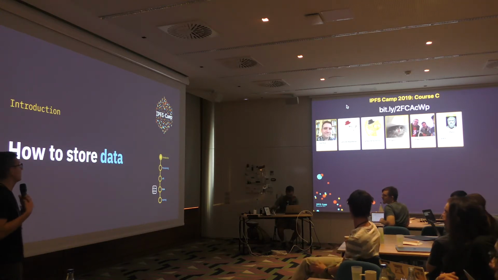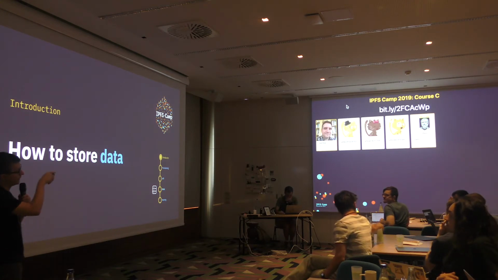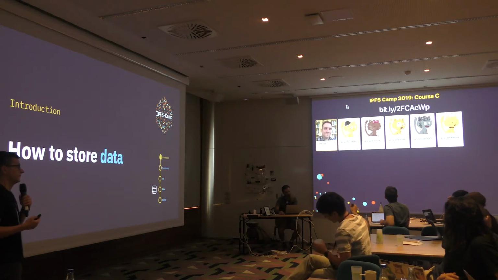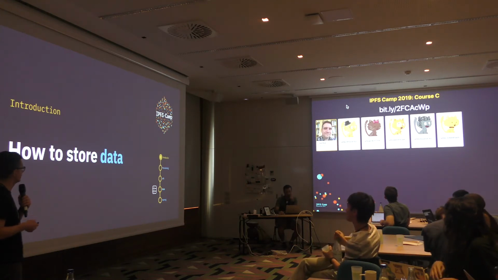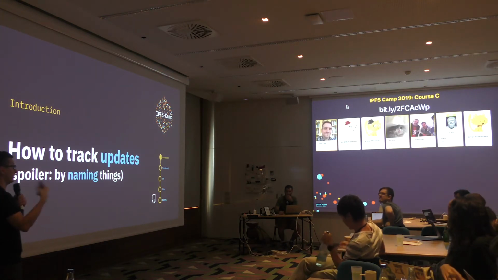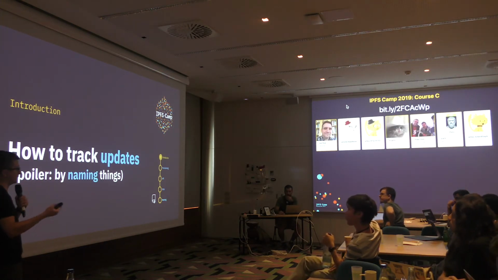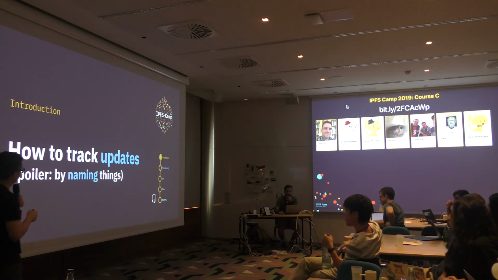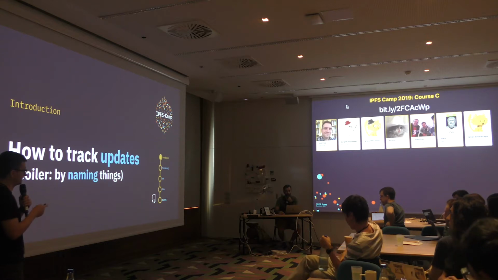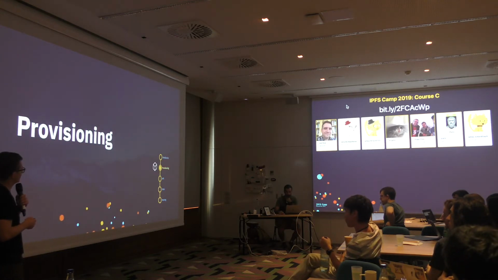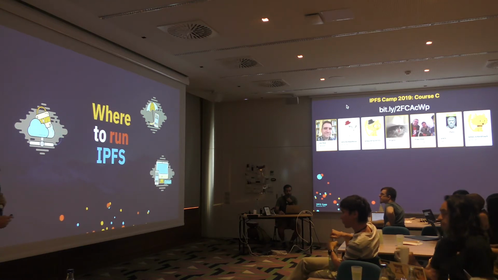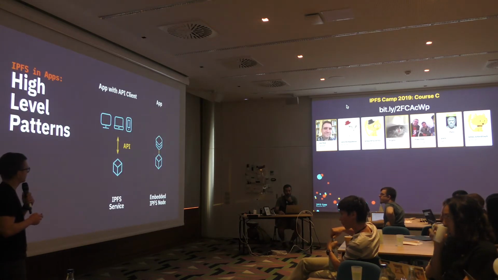Finally, how do we store data? How do we add a picture to IPFS? And how do we get it back when someone else is publishing it? And speaking about publishing, when people want to publish a picture and then we publish another one or change the description, how do we track updates? And we will be using IPNS for it. Let's talk about provisioning, which is basically a fancy way of talking about where to run IPFS.